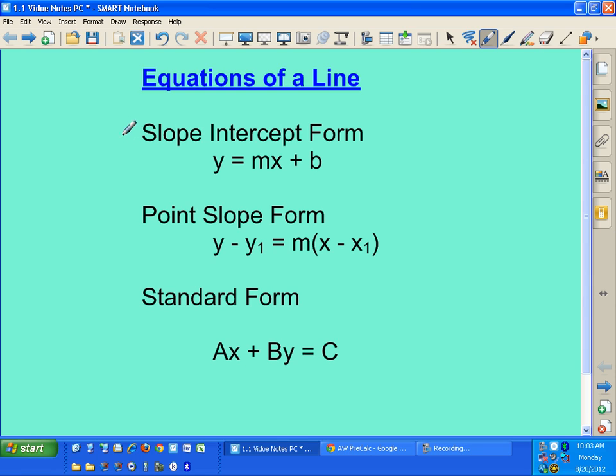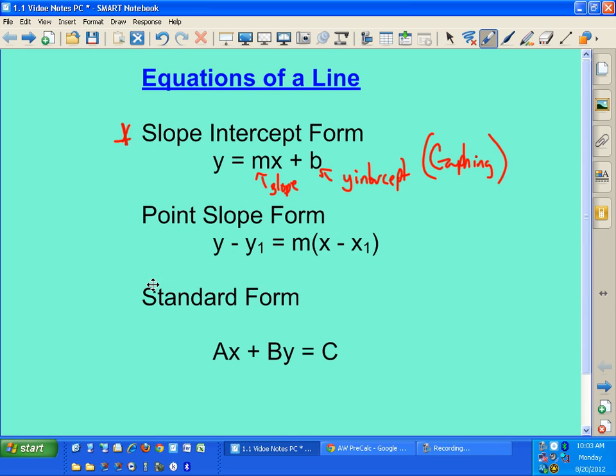The one that you're probably most used to is the slope-intercept form, where m is your slope and b is your y-intercept. And this is really good for graphing the equation and seeing what it looks like on the graph. So that's one of the benefits of this one.